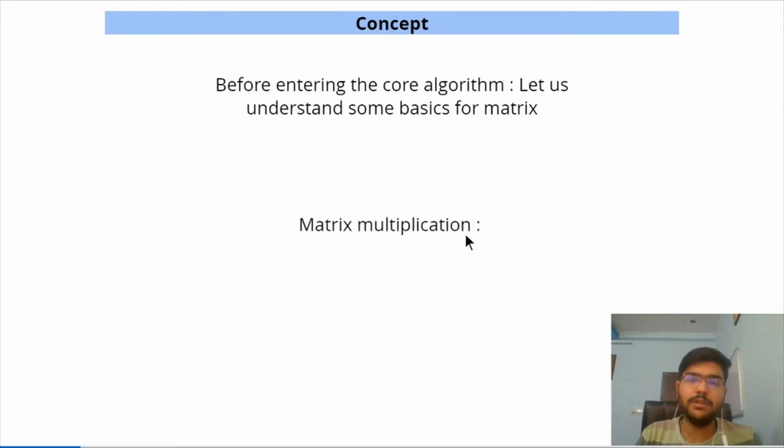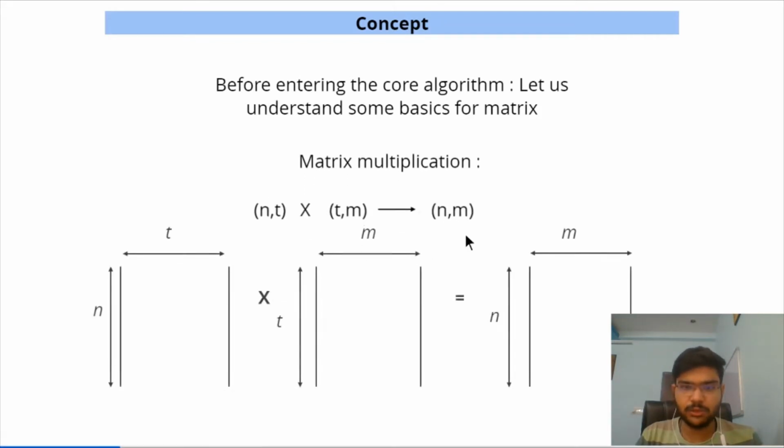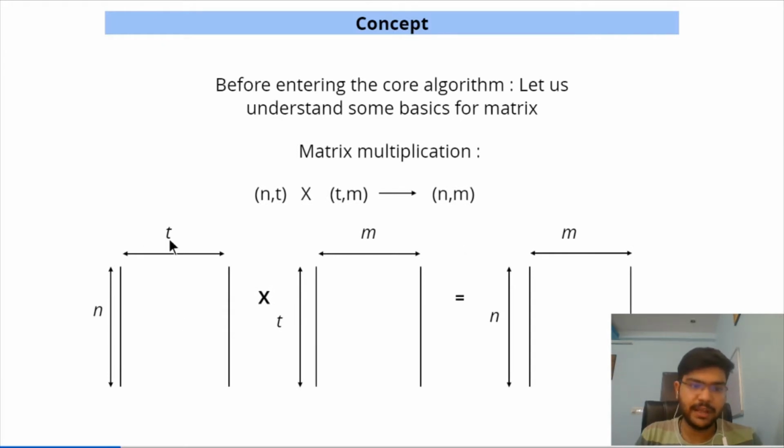First of all, we'll learn the concept of matrix multiplication. We have discussed this concept in our previous classes, but taking a quick revision: suppose we have a matrix of n cross t size and we multiply it with a matrix of t cross m size, then the final matrix will be of n cross m size. We can see visually also that the final matrix will be of n cross m size.